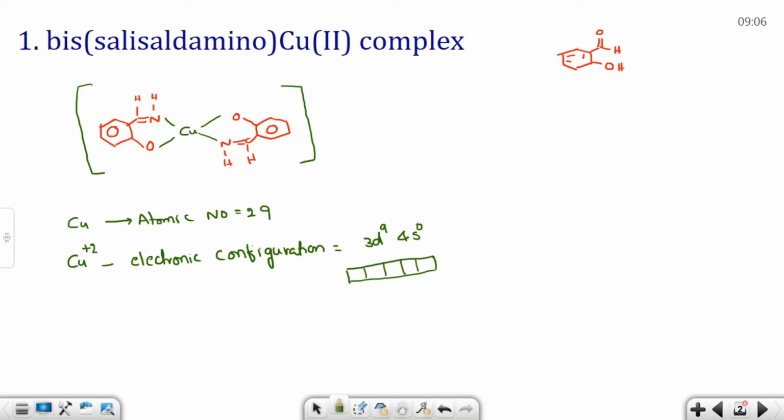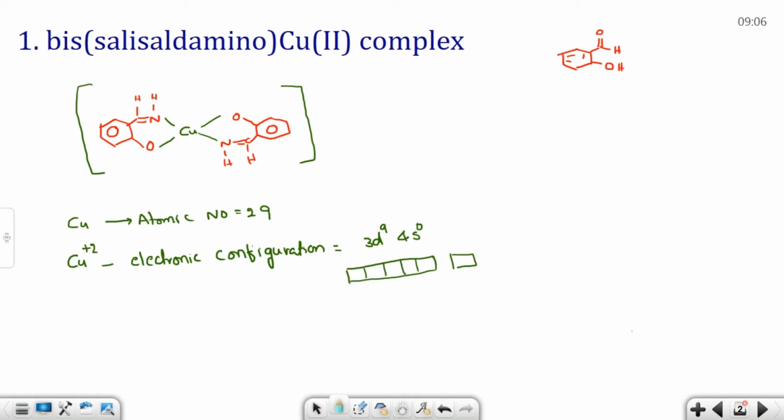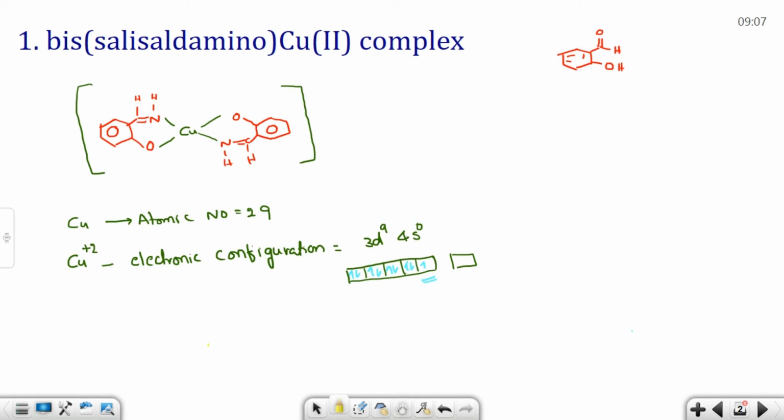Diagrammatically we can draw the electronic configuration like this. Here this is the d orbital, which is divided into 5 sub d orbitals, and this is the 4s orbital. The d orbital has 9 electrons, existing like this: 2 electrons, 2 electrons, 2 electrons, and here one odd electron is present.